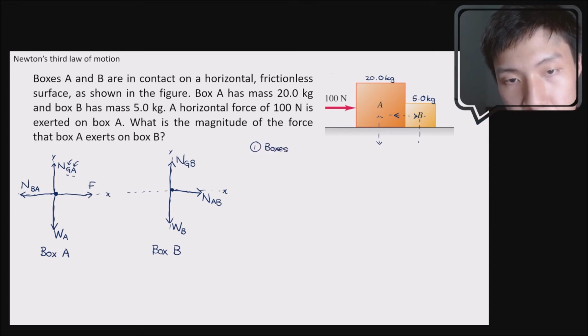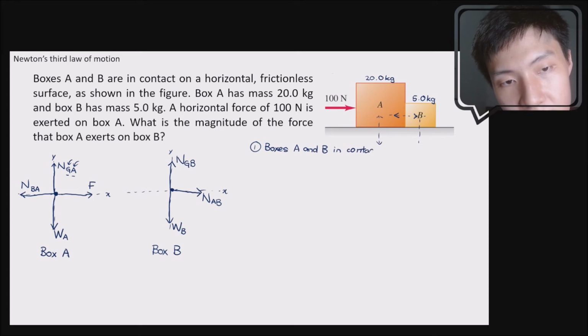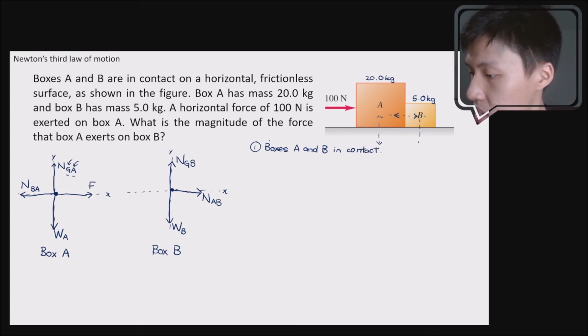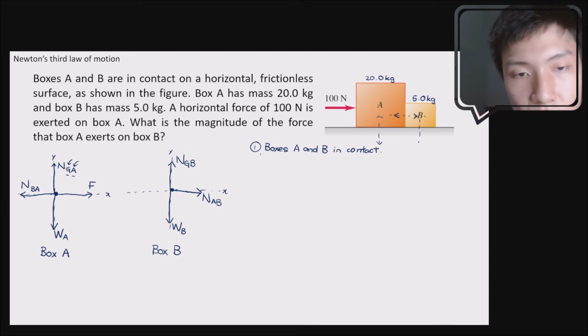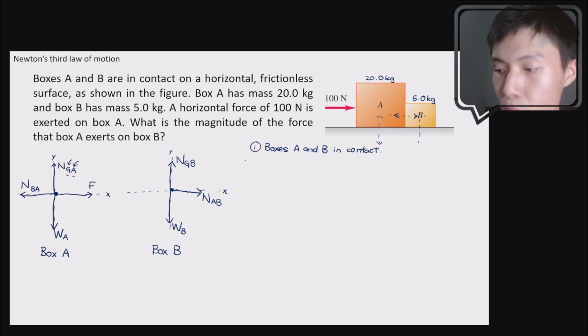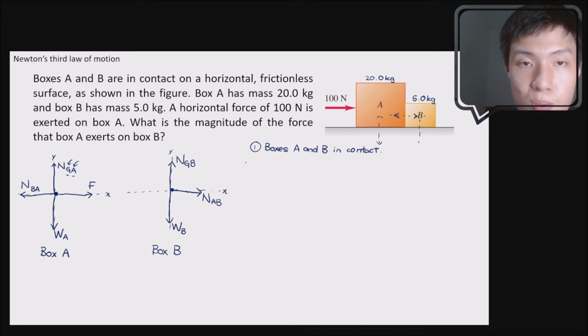Boxes A and B. Okay, I'm going to write in a non-grammatical way because I'm in a rush. In contact. Okay, then you need to know Newton's third law, but that one we don't need to write. Okay, so let's start. We will analyze box A first, then we'll move on to analyze box B.